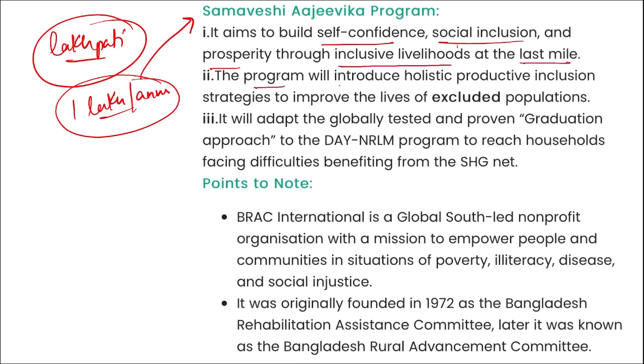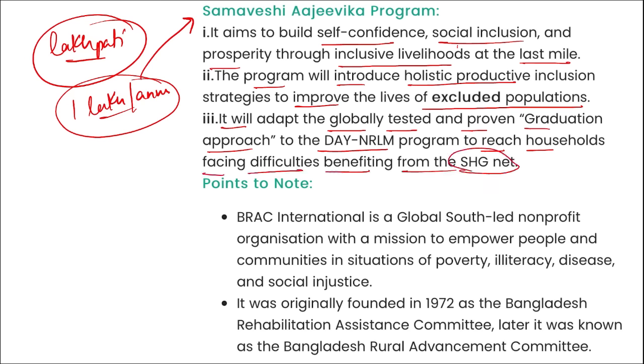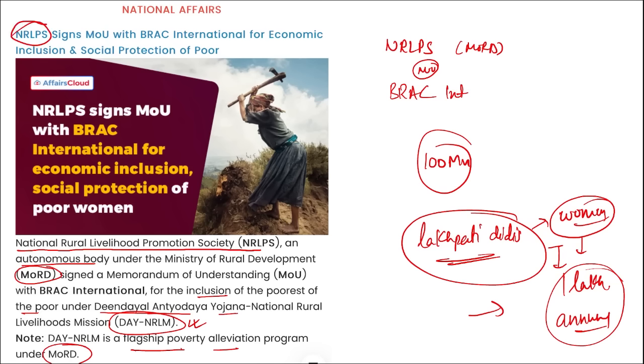Then the program will introduce holistic productive inclusion strategies to improve the lives of the excluded population. And this will adapt the globally tested and proven graduation approach to the DAY-NRLM program to reach households facing difficulties benefiting from the self-help group. Right? Take a note of this. Correct. So here NRLPS signed an MOU with BRAC International for the upliftment of the poor.